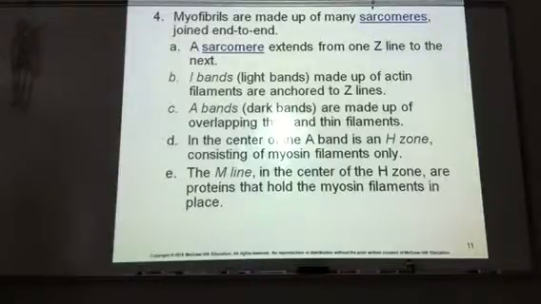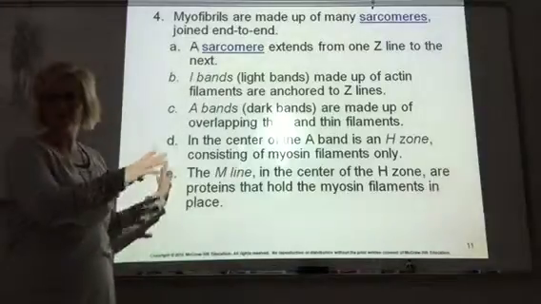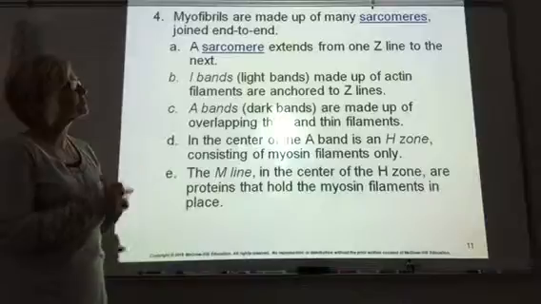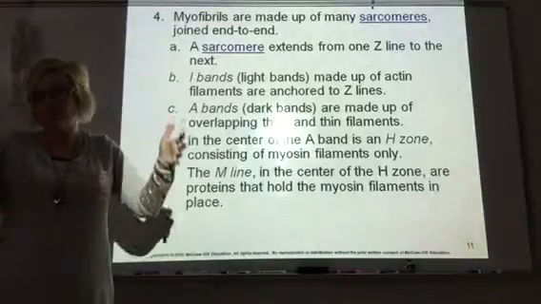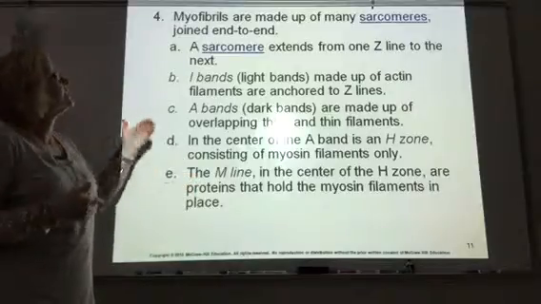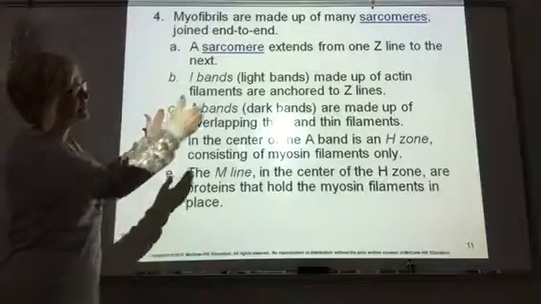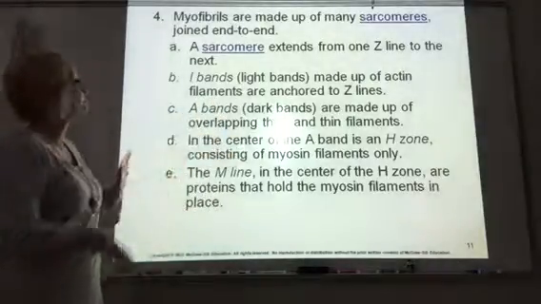So when your muscles start to contract, I'm going to read through this, and there's a picture that we'll look at that helps explain it a little bit better. The myofibrils are made up of sarcomeres, which are considered a large piece. A sarcomere is going to extend from one Z line to the next Z line, so it's a long band.